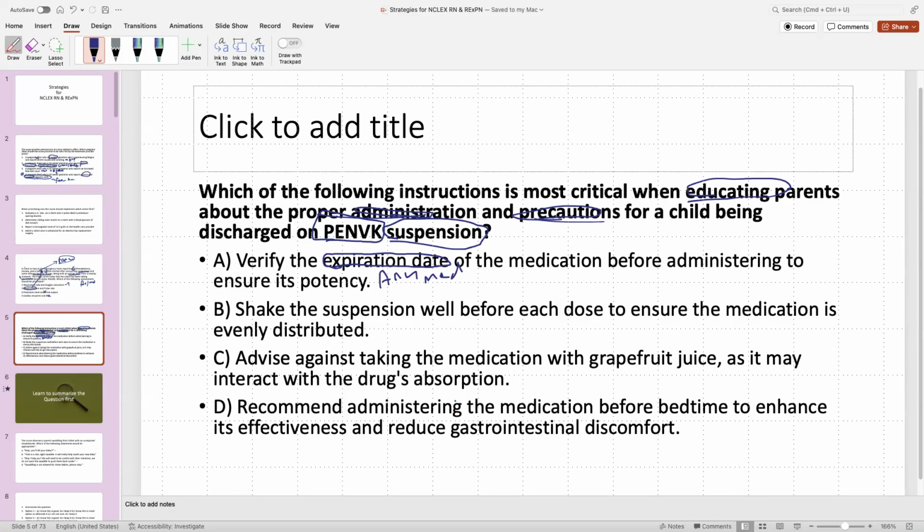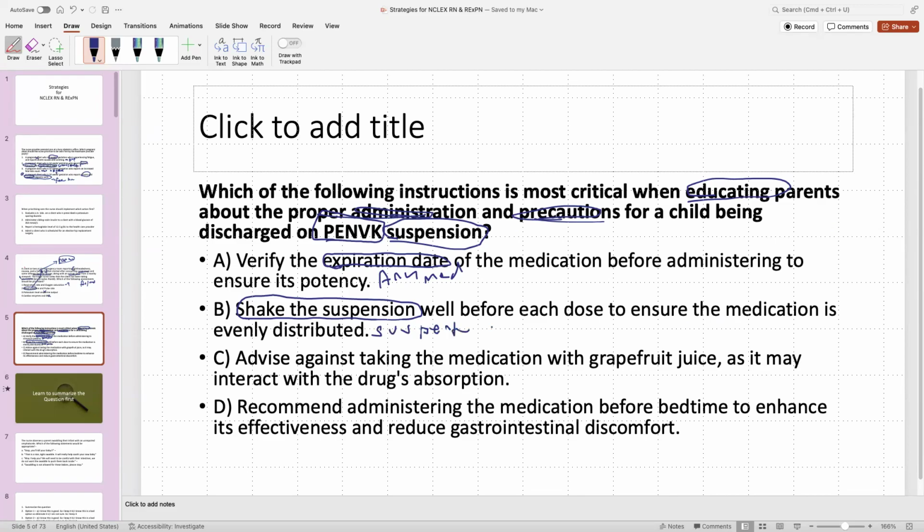Shake the suspension well before each dose to ensure the medication is evenly distributed. Now highlight that option, highlight the keyword here: shake the suspension well before each dose to ensure the medication is evenly distributed. Is there any connection with the keyword here? What do you think? Just the suspension thing. Yes, so it is talking about shaking the suspension. Go to the next one.